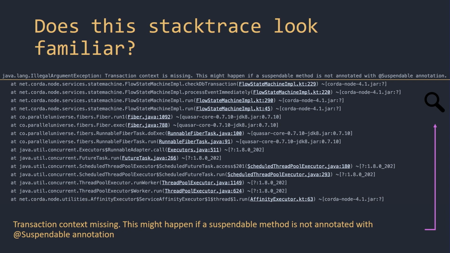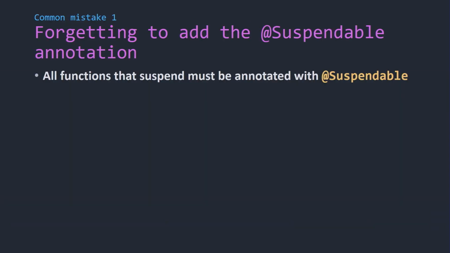An annotation is missing somewhere. The question is where to put this annotation. So the first common mistake is forgetting to add the Suspendable annotation. To fix that error, all you have to do is remember to annotate any function that suspends with Suspendable. But what does that mean? That's quite a big sentence to say, so let's break that down a little bit.